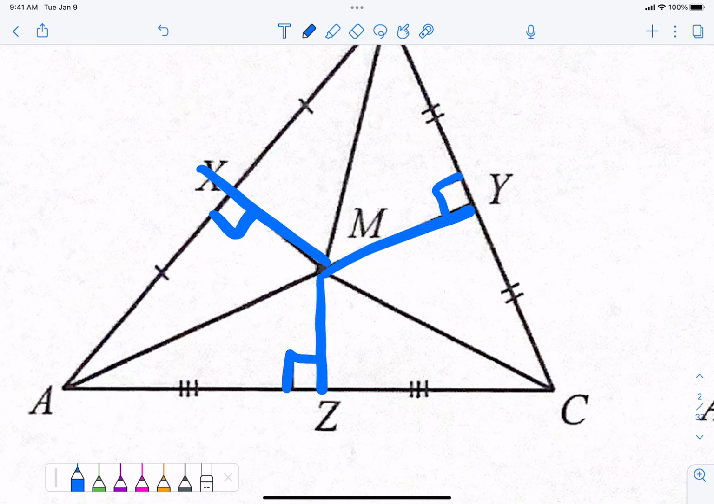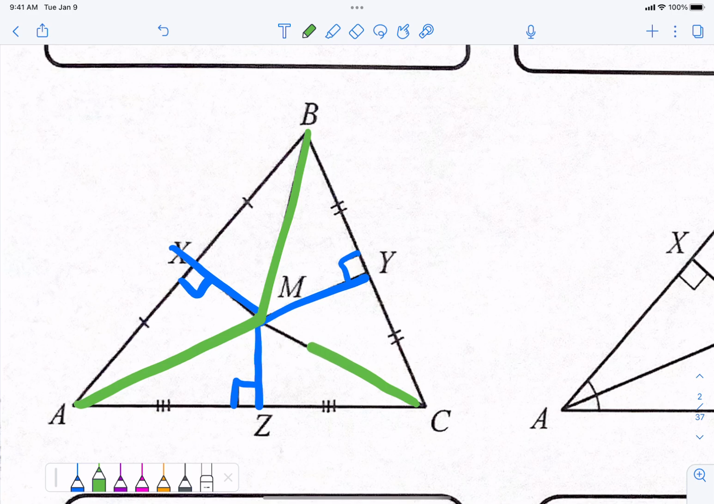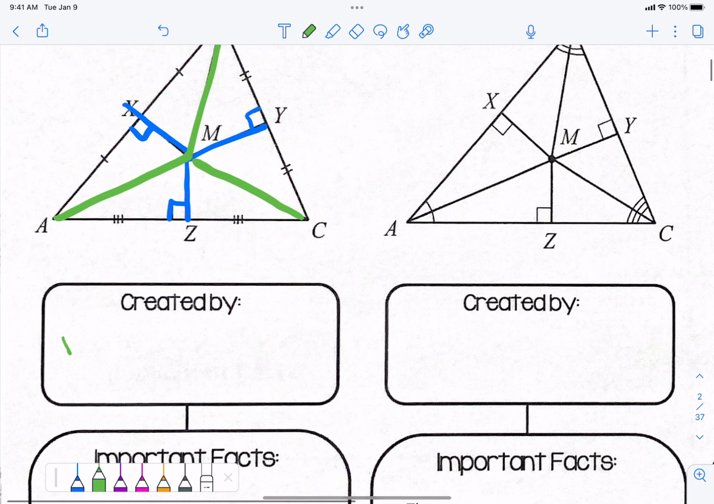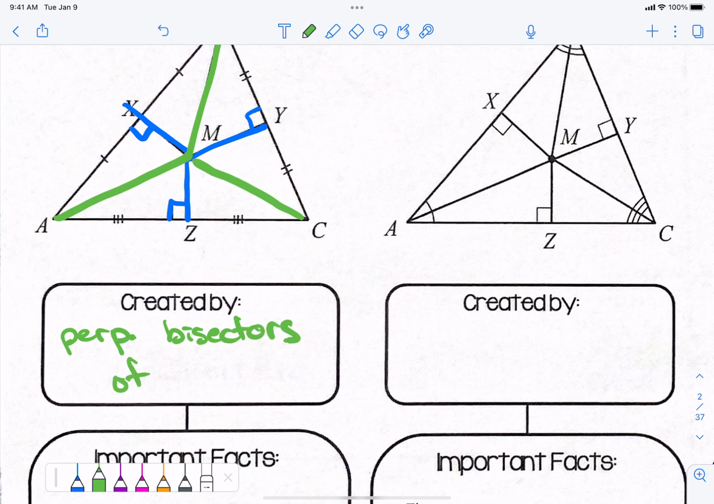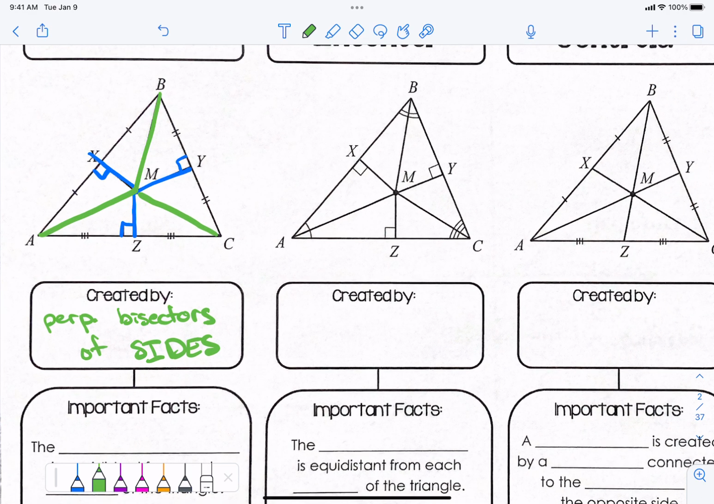Yes, good thought, okay? But the thing that is the same is that AM, I'll do it in green. The green segments, AM and BM and CM, those will be the same distances, okay? All right, so it's created by the perpendicular bisectors of the sides. We're bisecting the sides, splitting the sides in half at a 90-degree angle. And that's how we create the circumcenter, perpendicular bisectors of the sides.